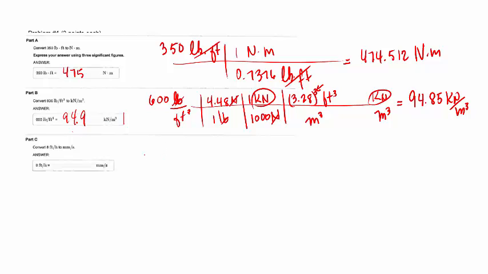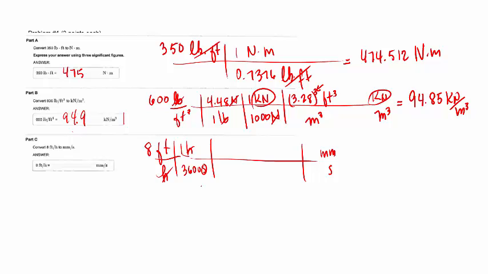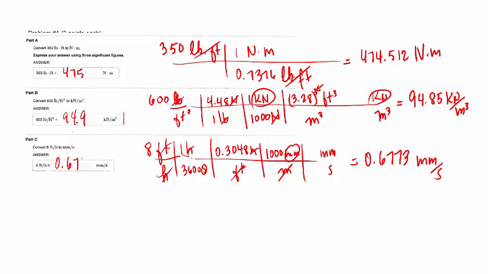The last part of this problem, you have 8 feet per hour, and you need to convert this to millimeters per second. So let's convert 1 hour to seconds, 3,600 seconds. So we have seconds here, and then 0.3048 meters per foot. And then of course, now we have meters, but we want millimeters, and you have 1,000 millimeters per meter, and this equals 0.6773 millimeters per second, and then three significant figures. That completes that part. Make sure you understand your FE review manual.